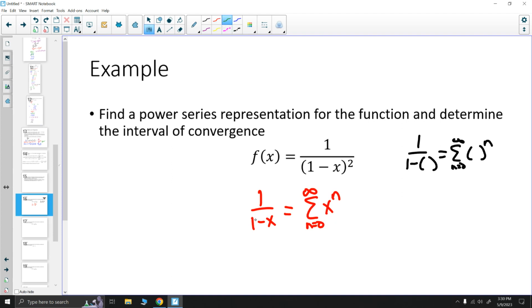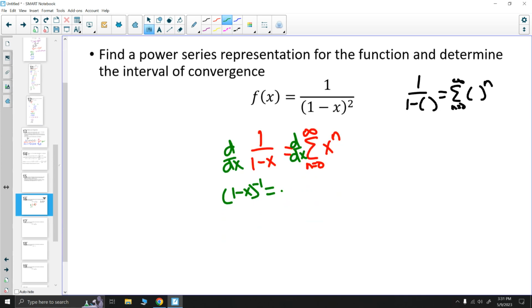So what if I take the derivative of these things? So d dx of 1 over 1 minus x. Then I derive this one as well. So let's take the derivative of this. That would be 1 minus x to the -1 that we're taking the derivative of. So that would be -1 times 1 minus x to the -2 times the derivative of the inside, -1. So negative and a negative makes a positive, and we get this 1 over 1 minus x squared, which is exactly what we wanted.